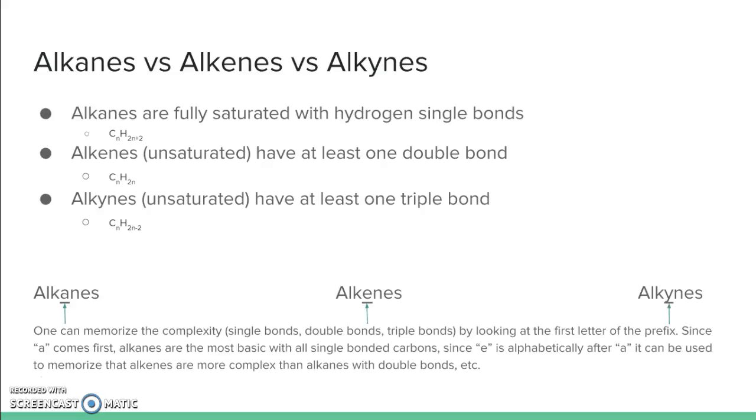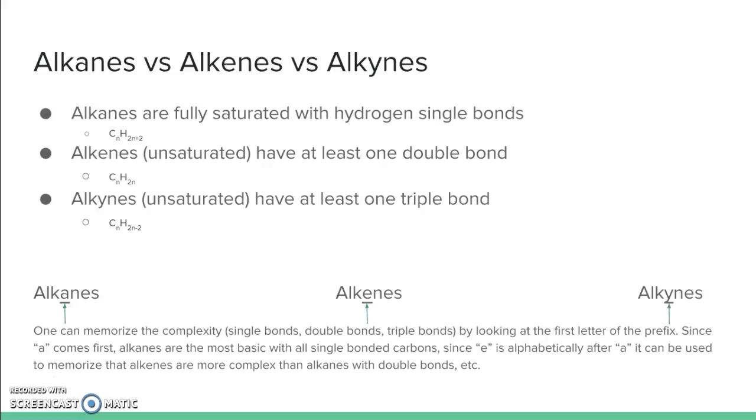So alkanes are fully saturated hydrocarbons with single bonds. They have the general formula CnH2n+2. Alkenes are unsaturated, which means they have at least one double bond, and they have the formula CnH2n. And then alkynes, however, are also unsaturated, but they have at least one triple bond, and the general formula is CnH2n-2.